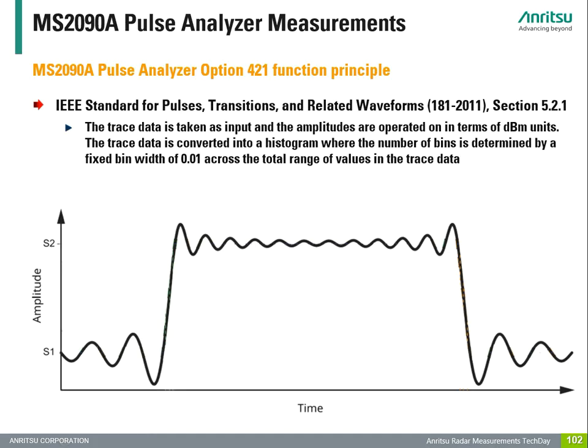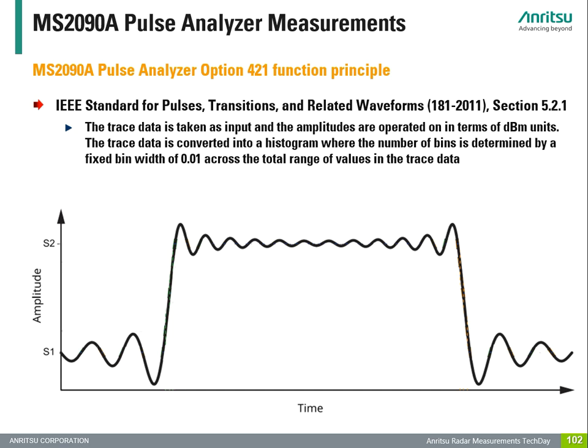The pulse analyzer option is fully compliant to the IEEE standard 181-2011 standard for transitions, pulses and related waveforms. This standard defines terms pertaining to transitions, pulses and related waveforms and defines procedures for estimating their parameters. When the pulse level type is set to auto, a histogram algorithm method is used for determining the high and low state levels as described by the IEEE standard.